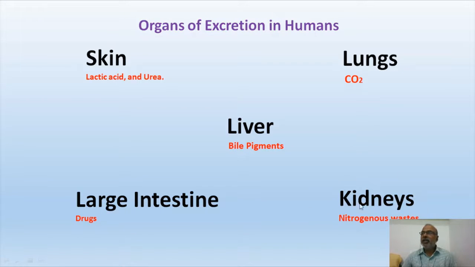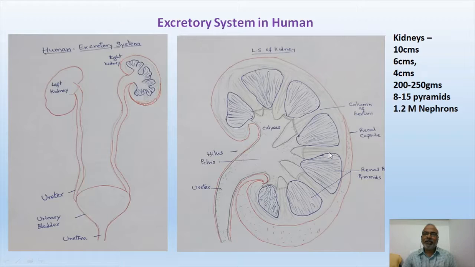And today's topic is the nitrogenous waste material elimination that is performed by the kidneys. Friends, let us see the gross organization of the human excretory system. This system consists of the main organs such as kidneys, ureters, urinary bladder, and also urethra. You see the diagram here. A very simple excretory system.